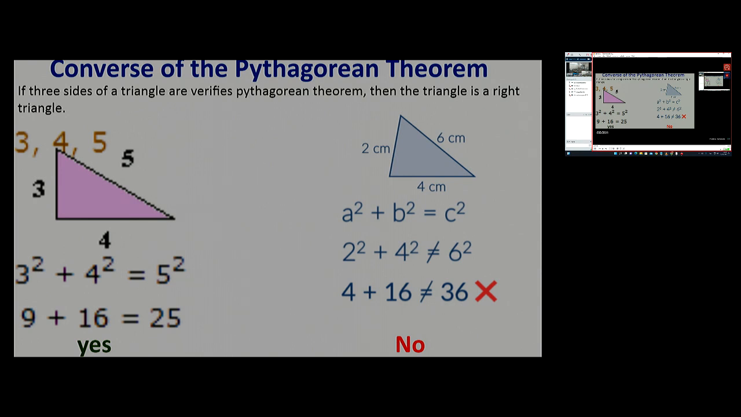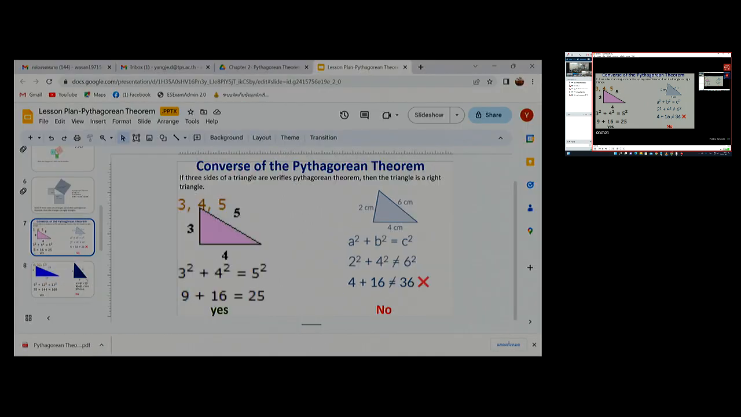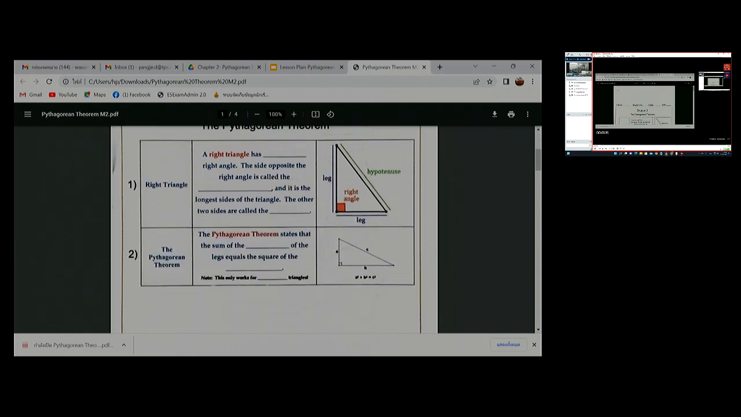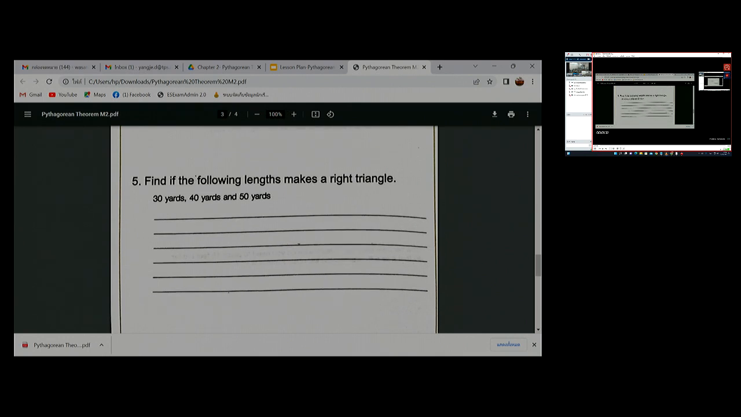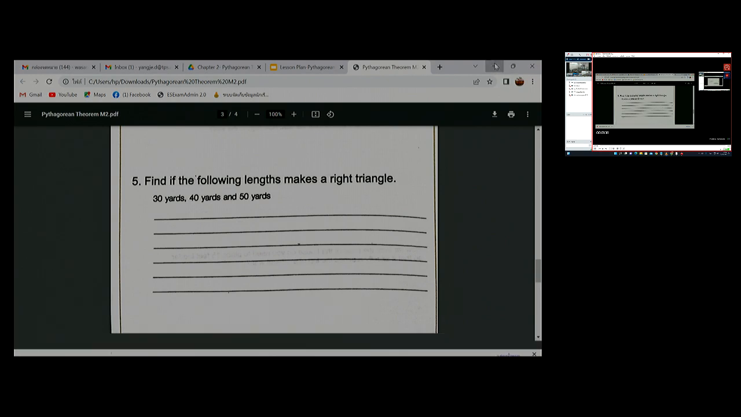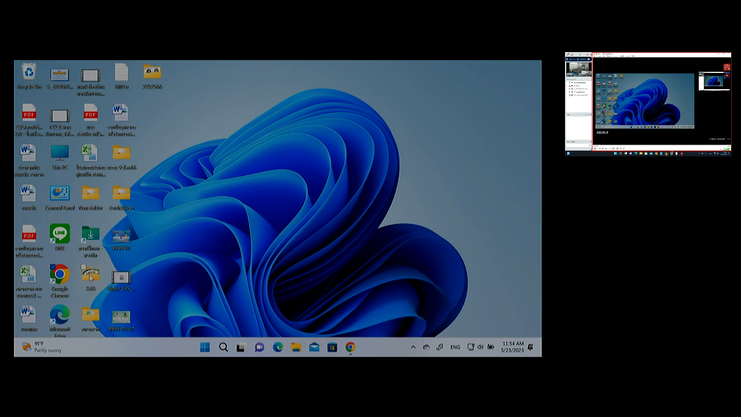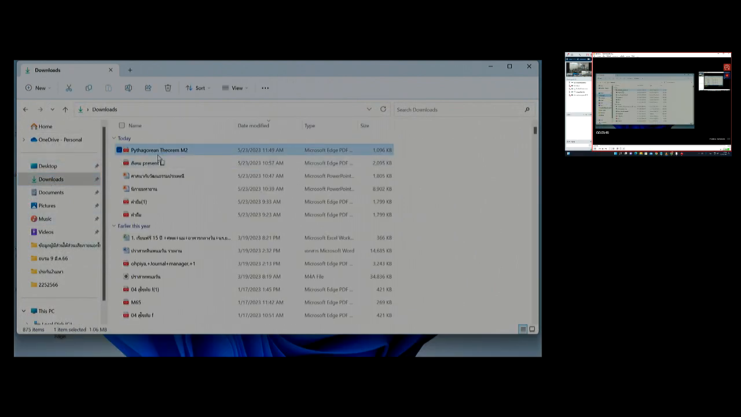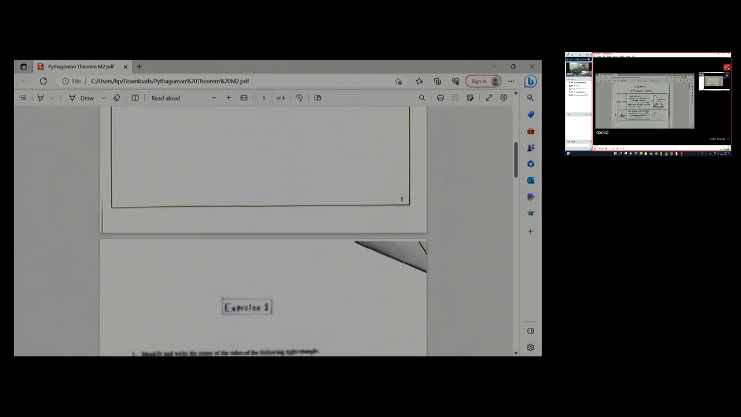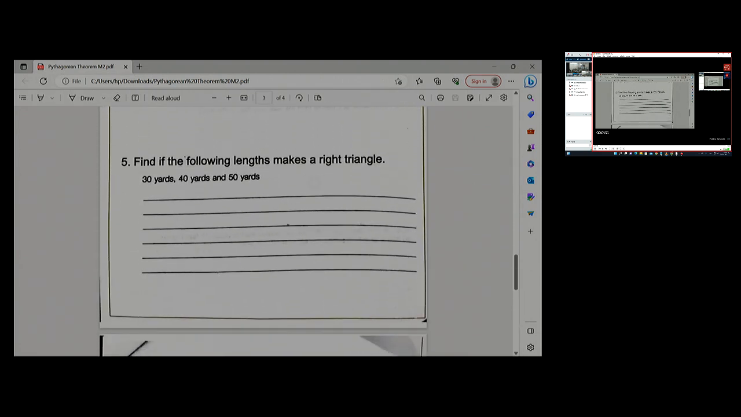Now we practice in the worksheet. We'll write yes or no. Understand? Let's try in the worksheet. That is in this worksheet. Where is it? Okay, this one. Everyone here? Yes? Let me find where is the download. Okay, here.